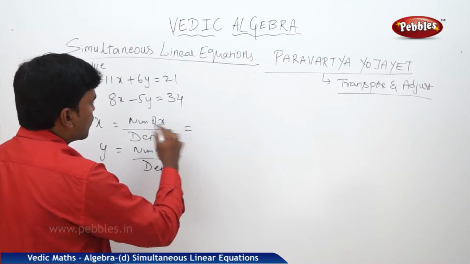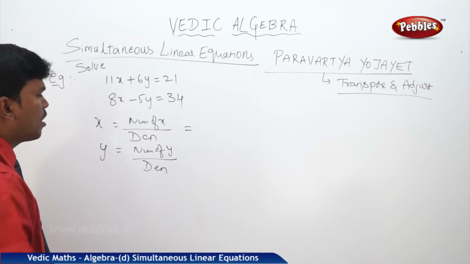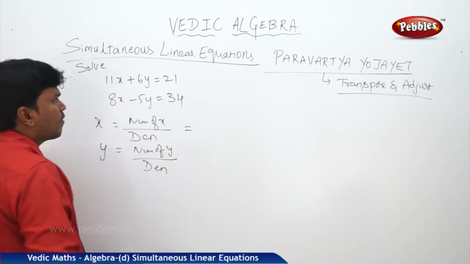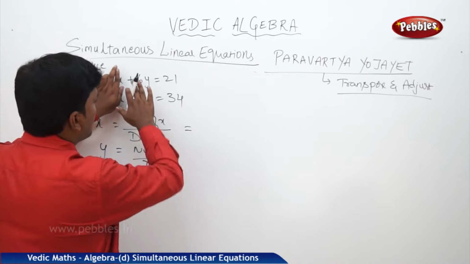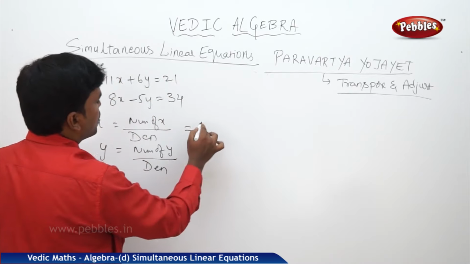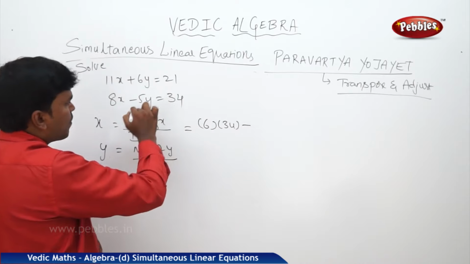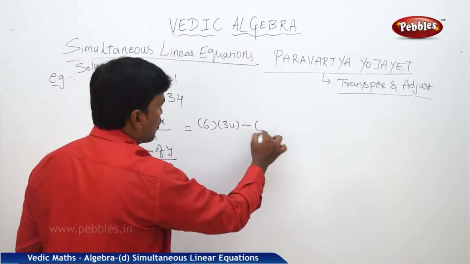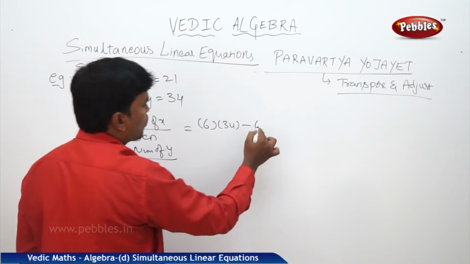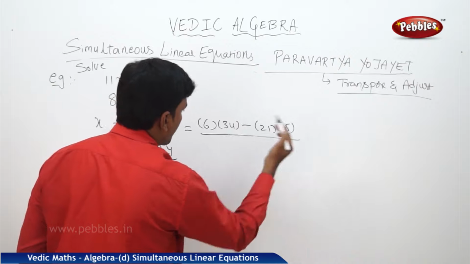So how will you get the numerator of x? I am putting it in a single step. Ignore the x terms, take the cross multiplication. So 6 into 34, we need to multiply, 6 into 34 minus 21 into 5. Anyhow, it is my minus 5, so I am putting 21 into minus 5. This is the numerator value.